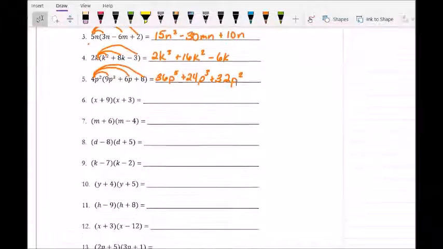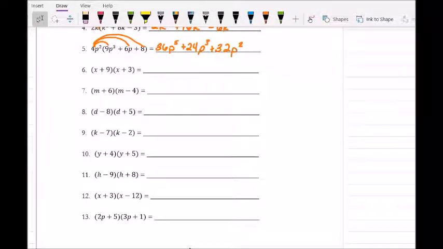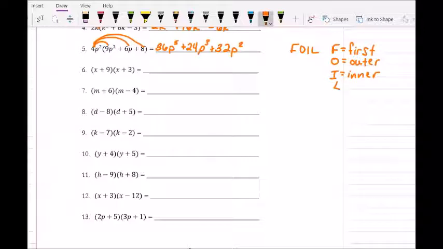And a very common technique to multiply binomials is called FOIL. That's an acronym which stands for F, stands for first. That means you'd be multiplying the first two terms. O stands for outer. I stands for inner. And L is last. So what does all of that mean?